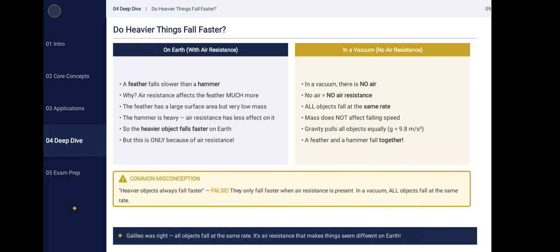What would happen if you took all the air away? Do heavier things fall faster on Earth with air resistance? What's going on there? And in a vacuum with no air resistance? Firstly, we are just going to focus on the main points, what a vacuum actually is. Then we will move towards the comparison.